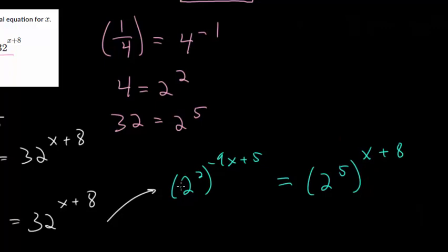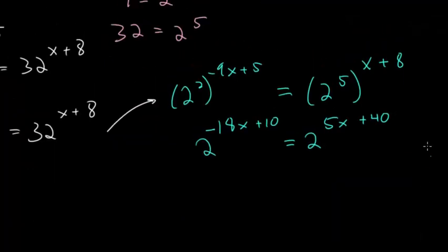And now we'll use our exponent properties. So an exponent to an exponent, we're going to multiply. So we have 2 to the 2 times minus 9x plus 5. So we will distribute the 2 to both of these. And we get minus 18x plus 10. And on the right-hand side, we'll distribute the 5 to the x and the plus 8. So you get 2 to the 5x plus 40. And let's just make a little bit more room to finish working on this.